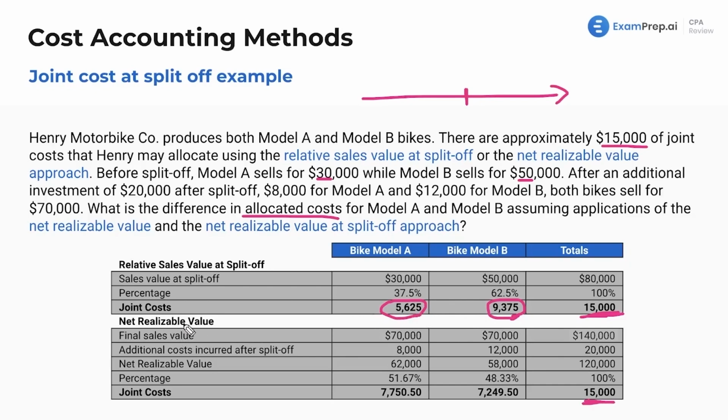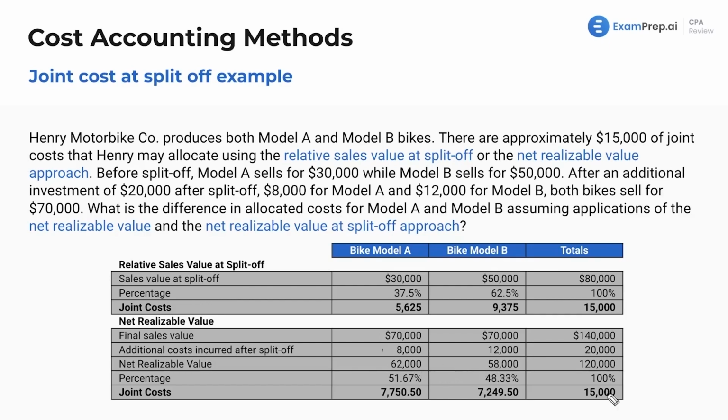Now, what about net realizable value? Okay, we want net realizable value in the aggregate. So after we deal with this additional investment and increased selling price, we need to calculate our net realizable value for both Model A and B. Both now sell for 70. Additional costs are 8,000 and 12,000. So our net realizable values are actually 62,000 for A and 58,000 for B.